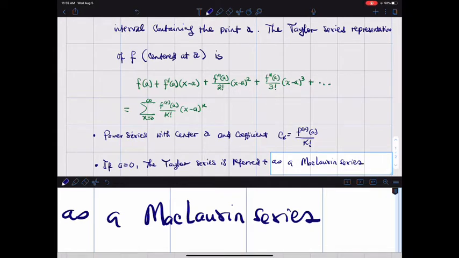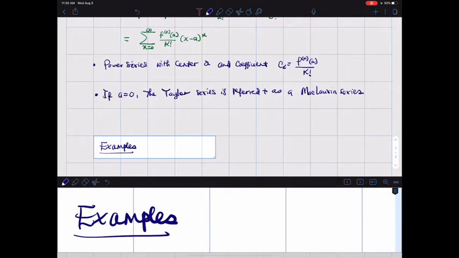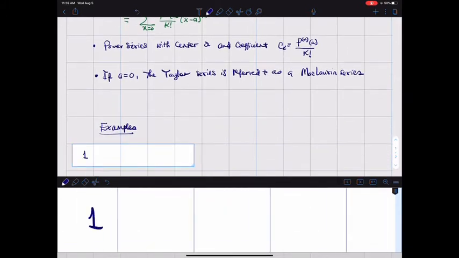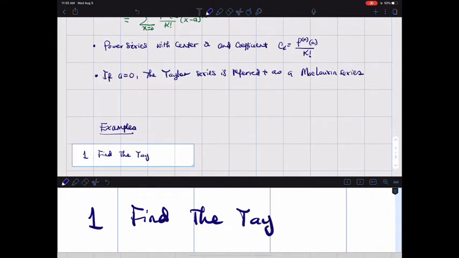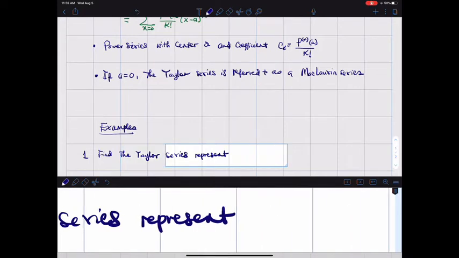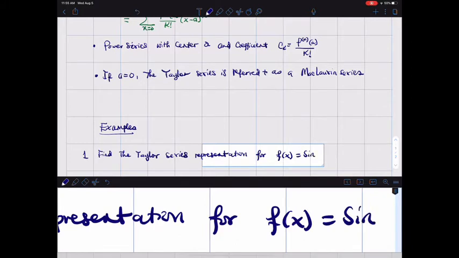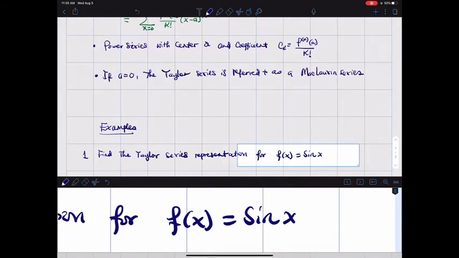All right, let's do an example. The first example, let's find the Taylor series representation for f of x equals sine of x centered at 0.